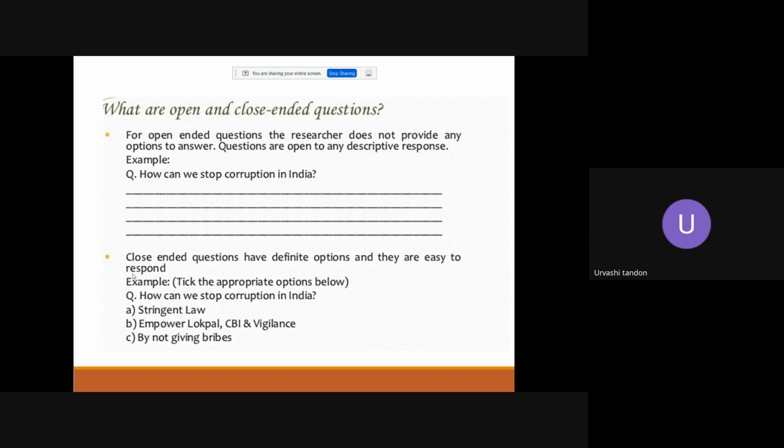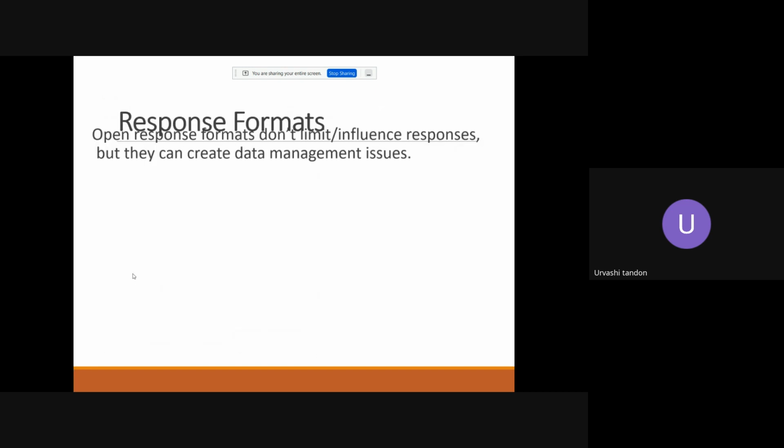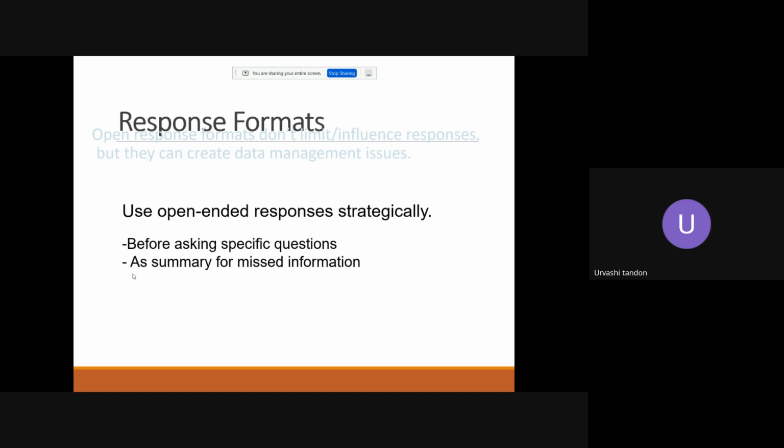So these are the open-ended questions, like how we can stop corruption. And then closed-ended questions have definite answers and they are easy to respond to. Now, again, open response formats do not limit the responses, but they can create data management issues. For that, always go for learning the NVivo software and then try to analyze. And again, use open-ended questions strategically, because before asking specific questions, just do a little bit of homework on whether that is required or not.